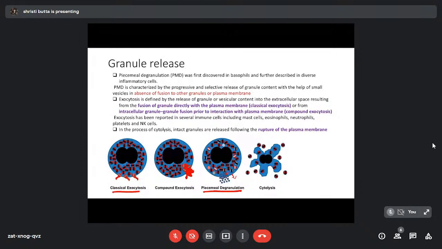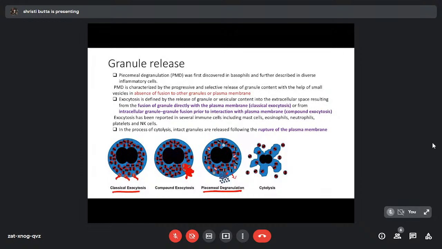exocytosis. What is cytolysis then? There is release of intact granules following rupture of the plasma membrane in cytolysis. So these are the different types of granule release.